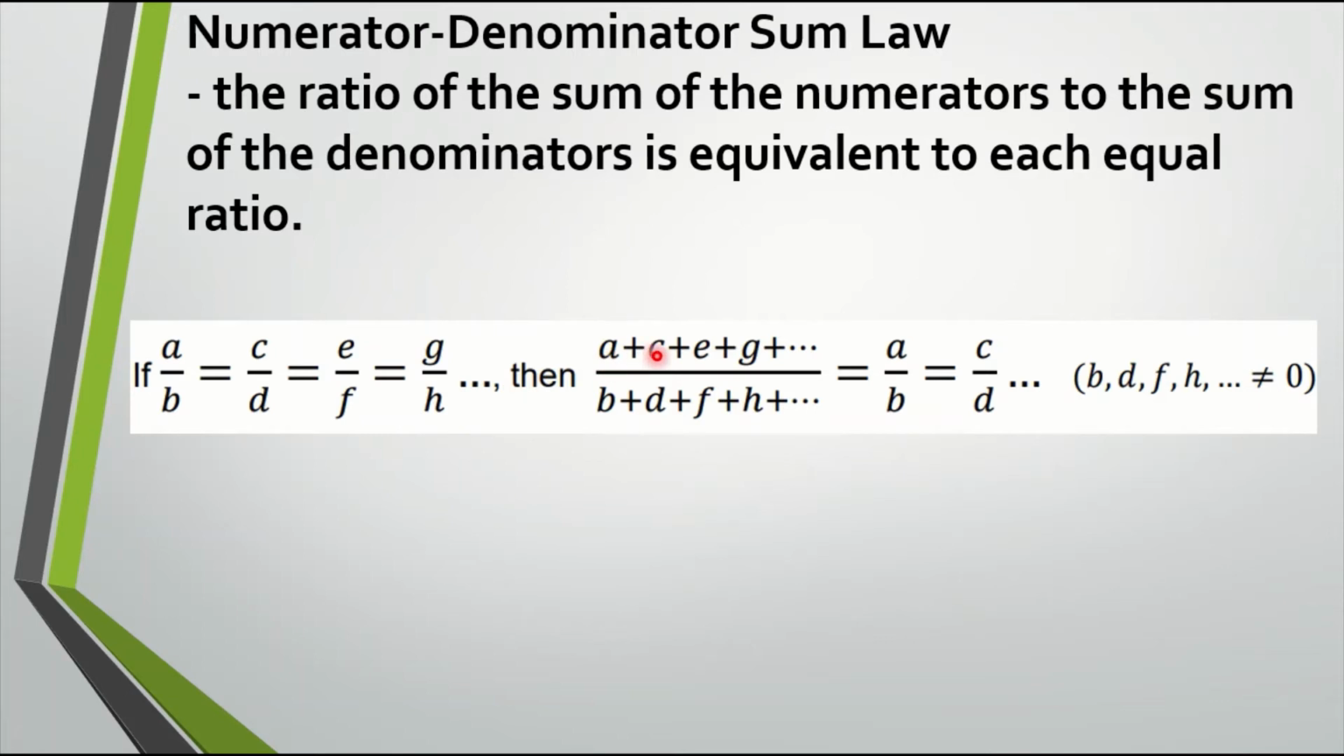Then, a plus c plus e plus g plus ellipsis over b plus d plus f plus h plus ellipsis is equal to a over b, which is equal to c over d, where b, d, f, h is not equal to 0. Ito yung mga ginamit na denominator.